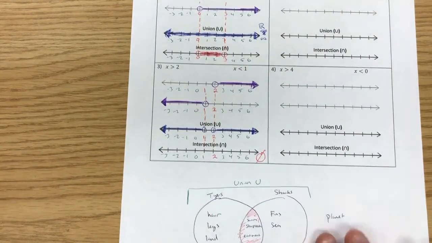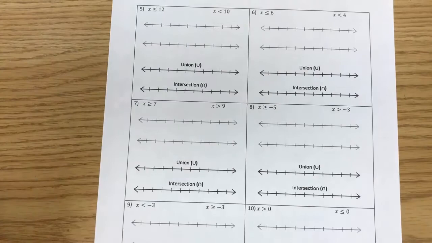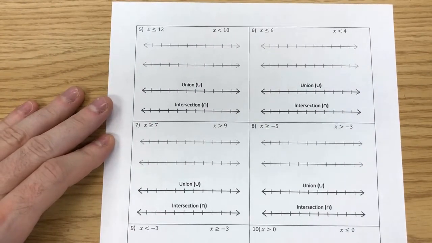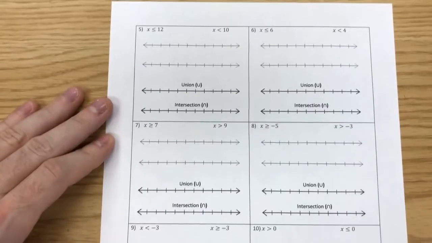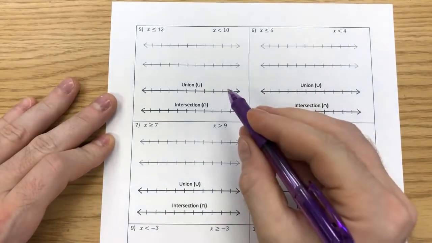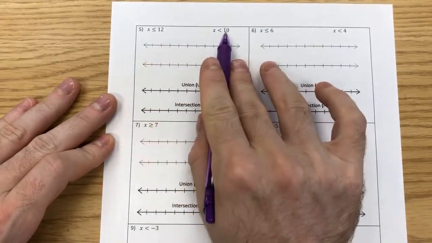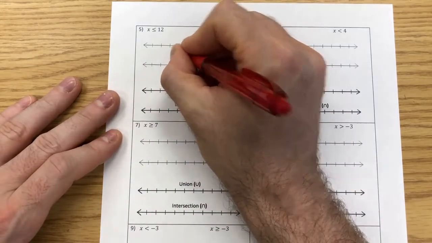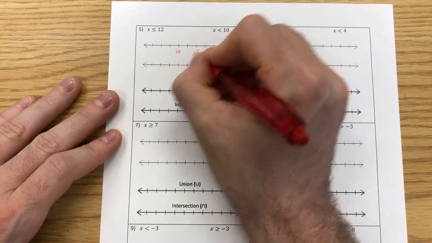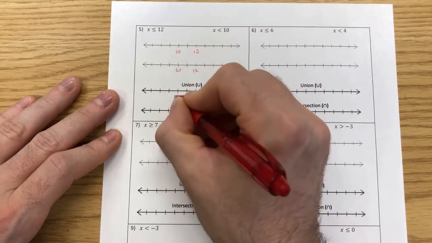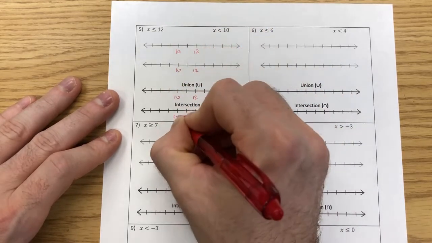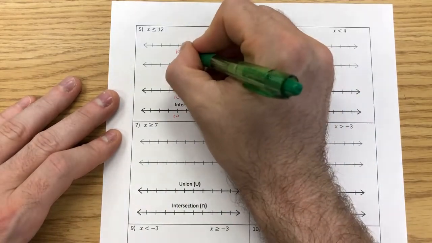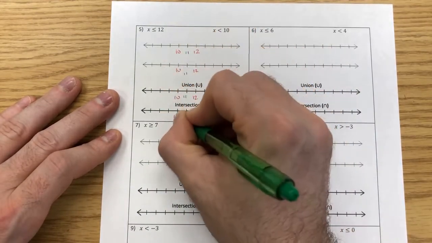Awesome. Let's try a few more. So, in my top one, I need numbers from 12 and 10. So I'm going to fill in, let's see, 10, 11, and 12. I'm going to fill in the rest of the values with all the other numbers.